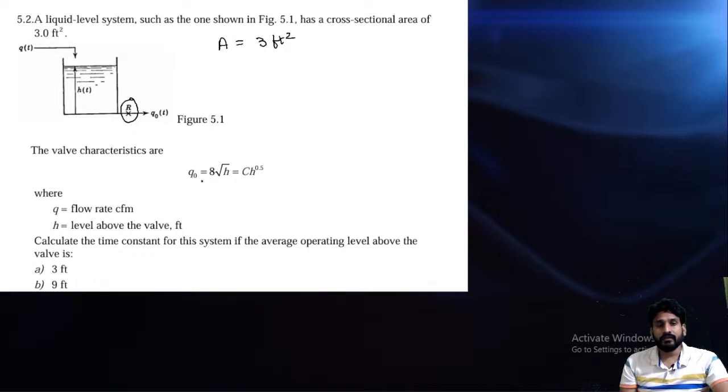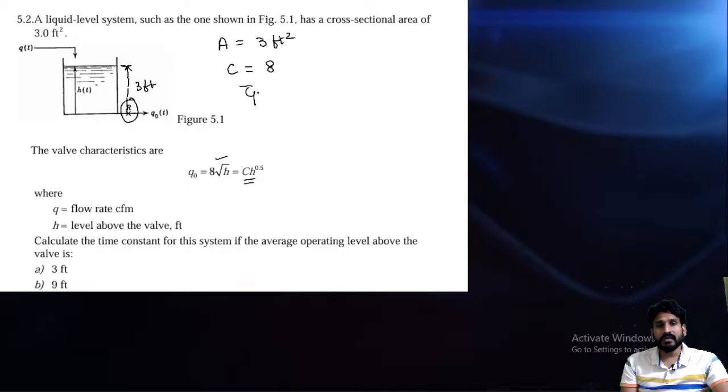Now here the outlet flow rate q is 8√h, and this is in the form of C√h. So here my C value is equal to 8. Yes or no? Calculate the time constant for this system if the average operating level above the valve is 3 feet. Let's suppose it is 3 feet above the valve in the first case. So I have to find out the time constant.